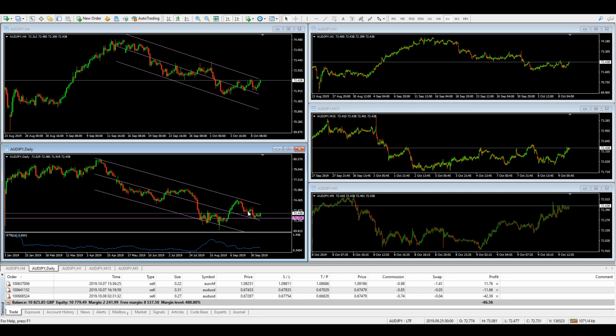AUDJPY, I think there's better stuff out there based on what we said. This is a bit too close to support for me. Not great reversal candles at the moment, and the previous two that we've discussed give better opportunity, so pass on that one.